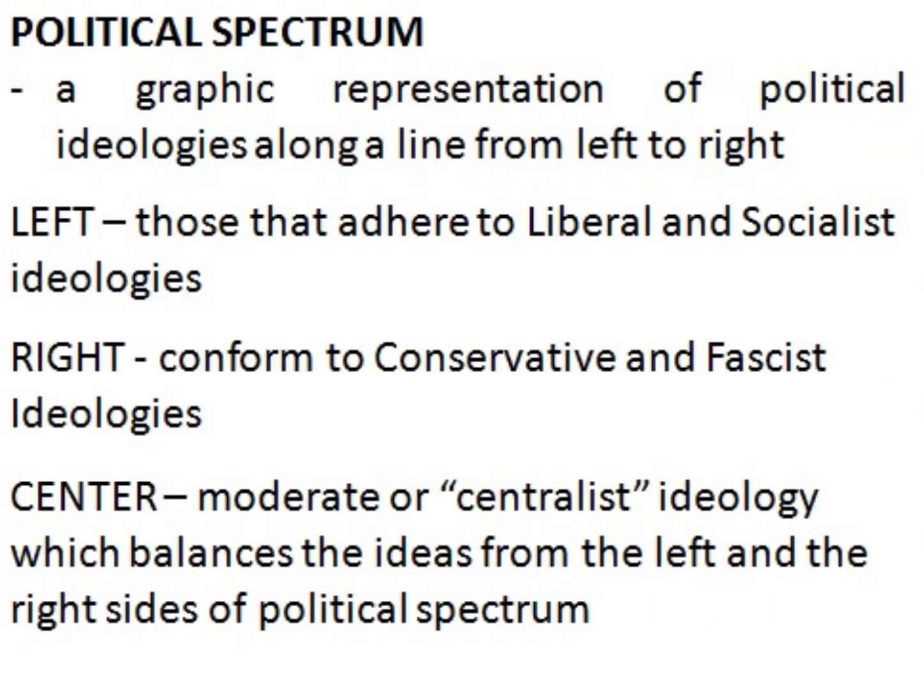What is a political spectrum? It is a graphic representation of political ideologies along a line from left to right. For the left, those that adhere to liberal and socialist ideologies. Those from the right are those who conform to conservative and fascist ideologies, and the center is a moderate or centralist ideology which balances the ideas from the left and the right side of the political spectrum.